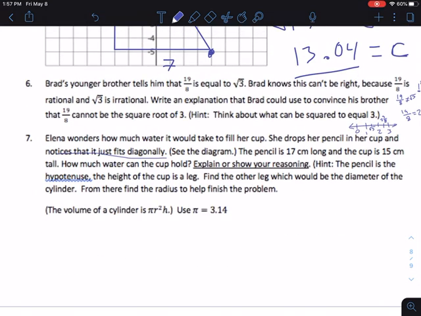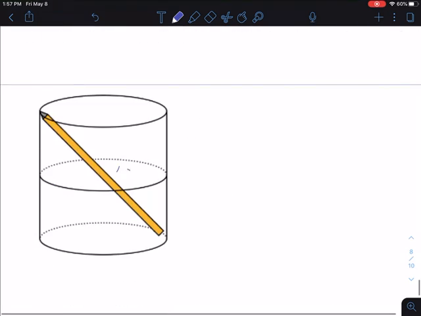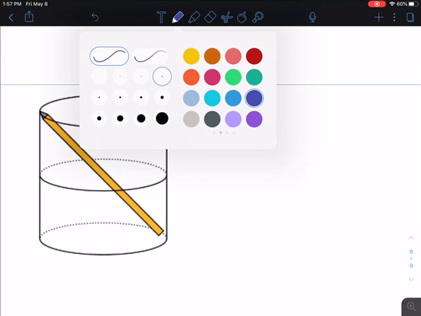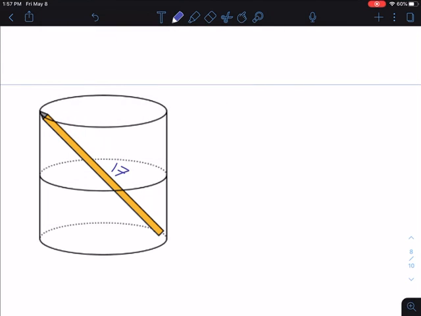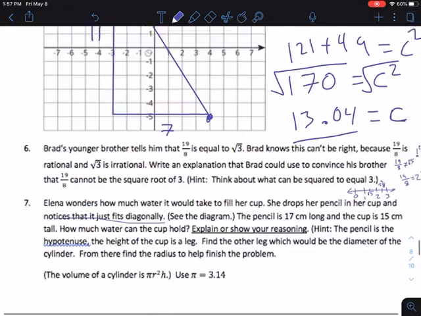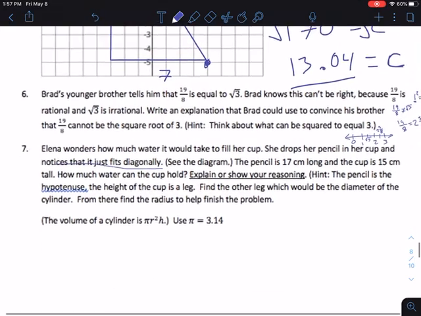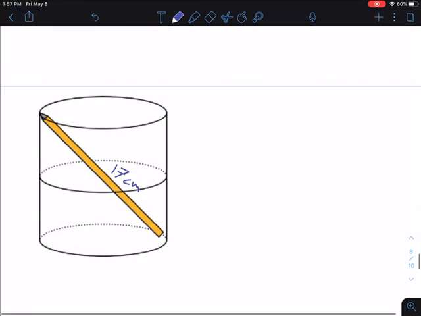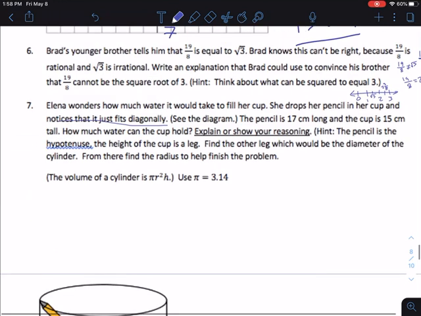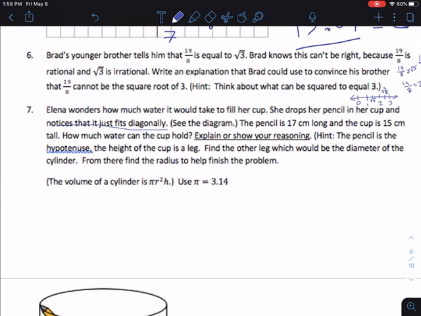All right, so the pencil is 17 centimeters long. I'm going to make a note of that. Actually, I'm going to use my big pen again. Let's go. All right, 17 centimeters. Great. And the cup is 15 centimeters tall. That's another length, 15 centimeters. How much can the cup hold? Explain or show your reasoning.